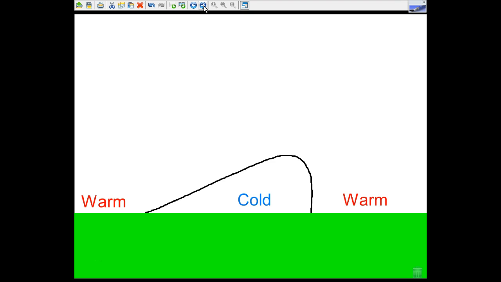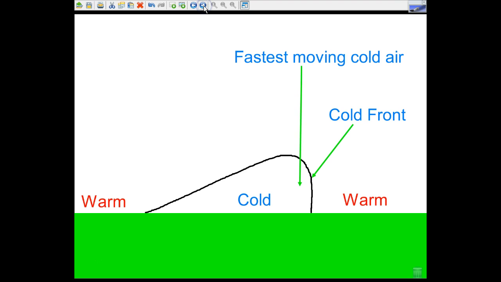We always talk about things relatively speaking too. So it's relatively cold air compared to the air next to it, around it, near it. That actual black line is the cold front itself. It's the boundary between the two air masses.